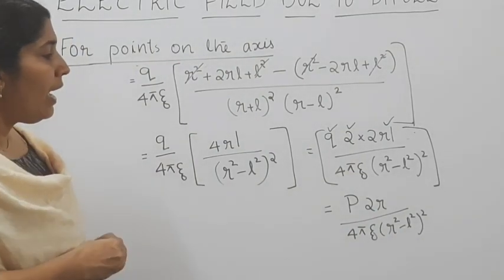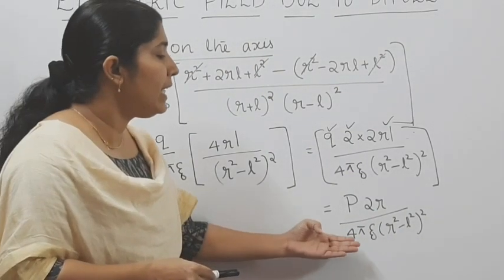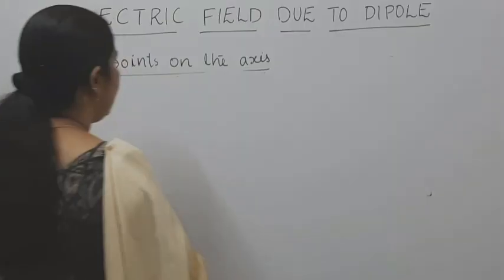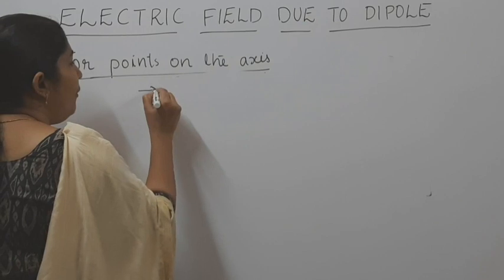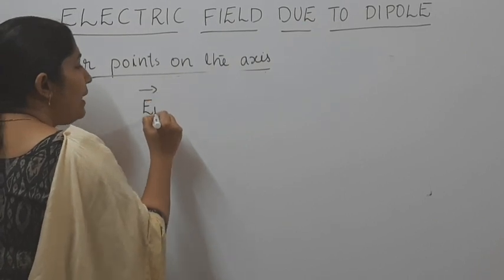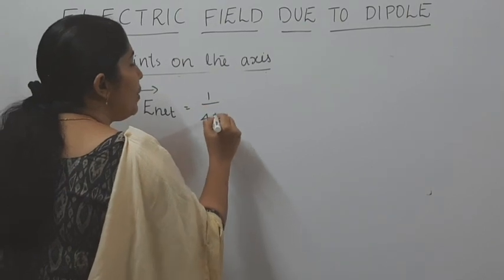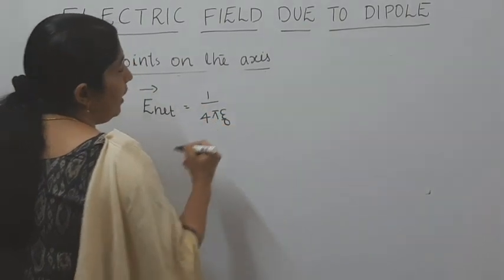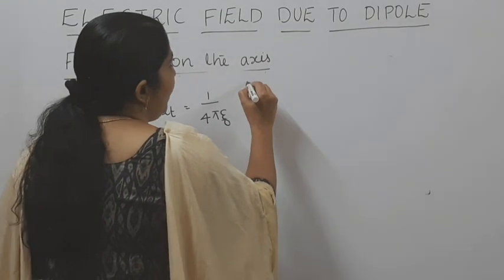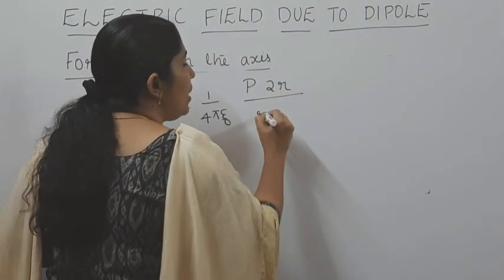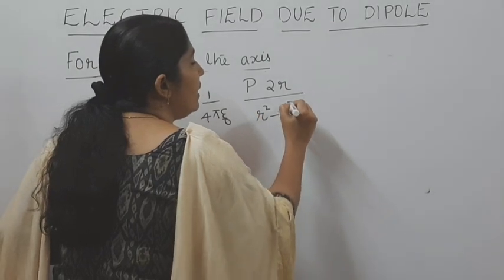Okay. This is the electric field intensity at a point P due to a dipole. Once again we want to write E net. E net is equal to 1 by 4 pi epsilon 0 into P into 2R divided by (R square minus L square) the whole square.